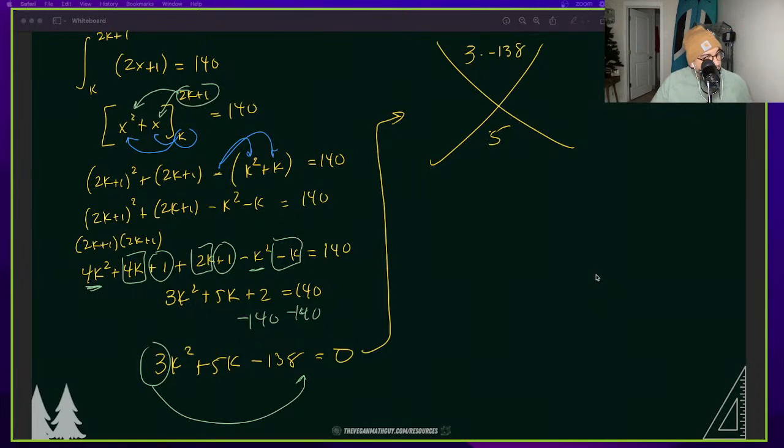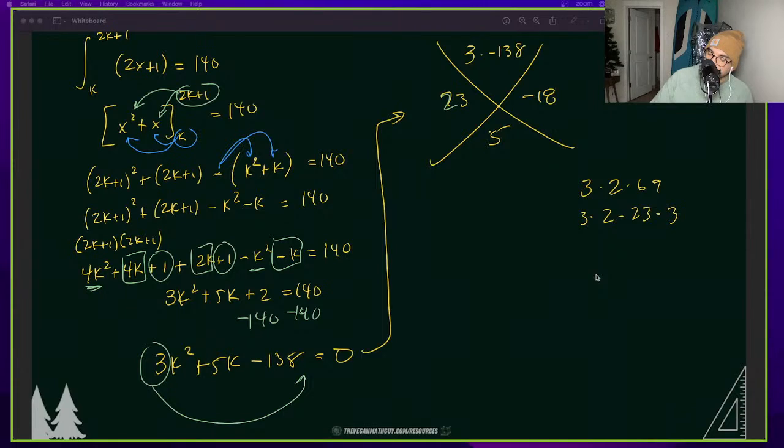Let's see. I know 138 is 2 times 69. So this is 3 times 2 times 69. So 3 times 2 times 23 times 3. So let's see. Could it be 23 and... Oh, 23 and 18. So it's going to be 23 and then negative 18.